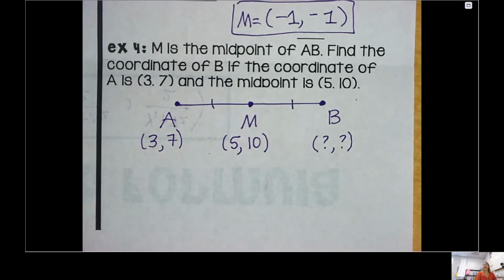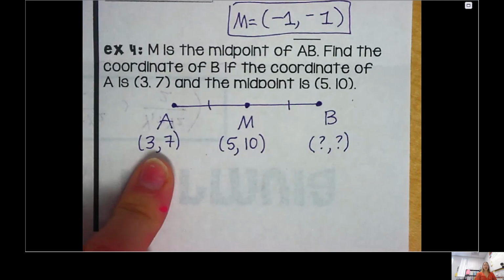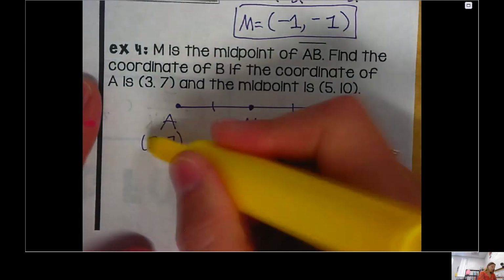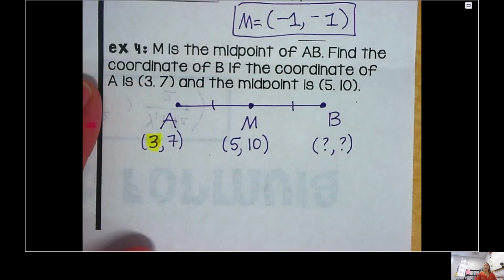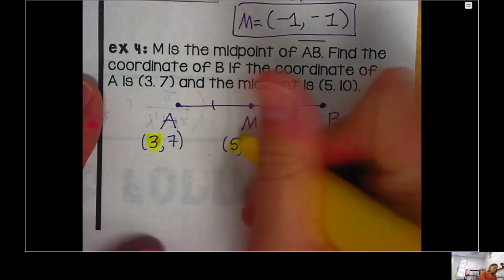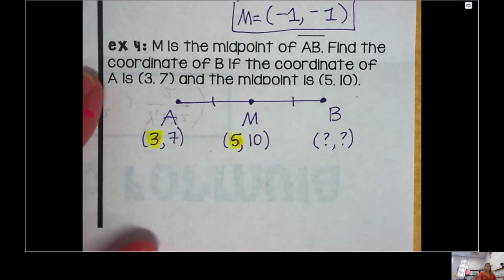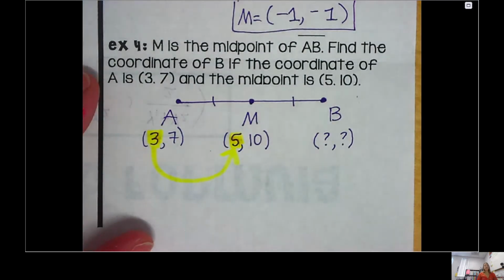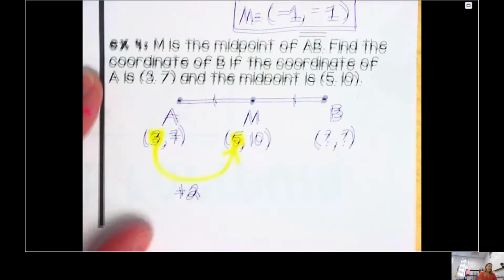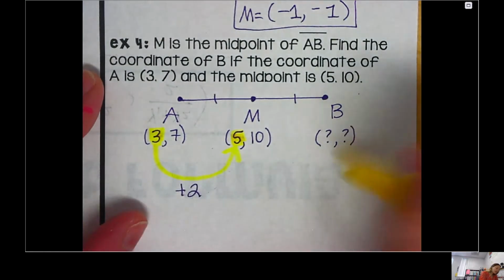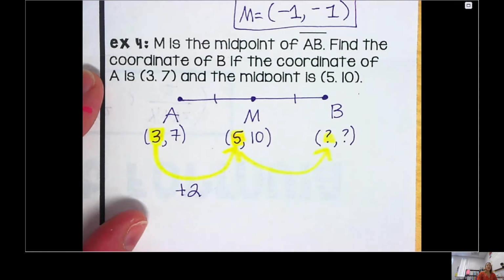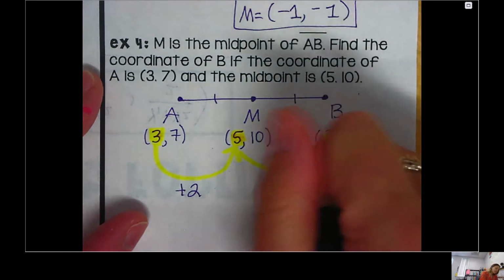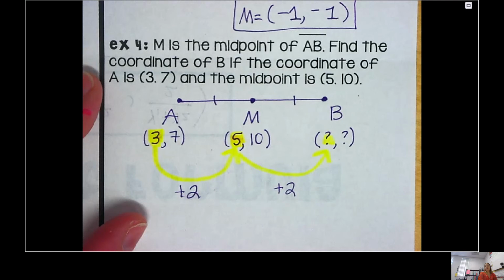So let's look just at your X values. Which one is your X value in A? 3. Which one is your X value in M? 5. So let's use a little bit of logic here. To get from 3 to 5, what do you have to do? Add 2. So if you had to add 2 here, what do you think you have to do to get to point B over here? Oh, you better add 2 again. It has to be exactly the same. What's your X coordinate for point B? 7. Yeah, 5 plus 2?